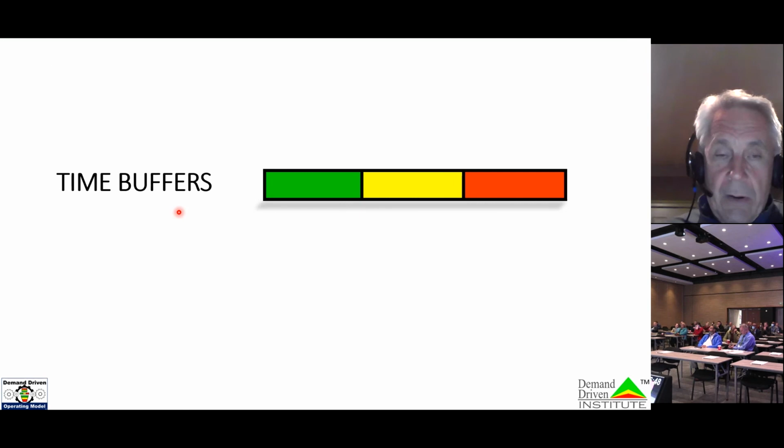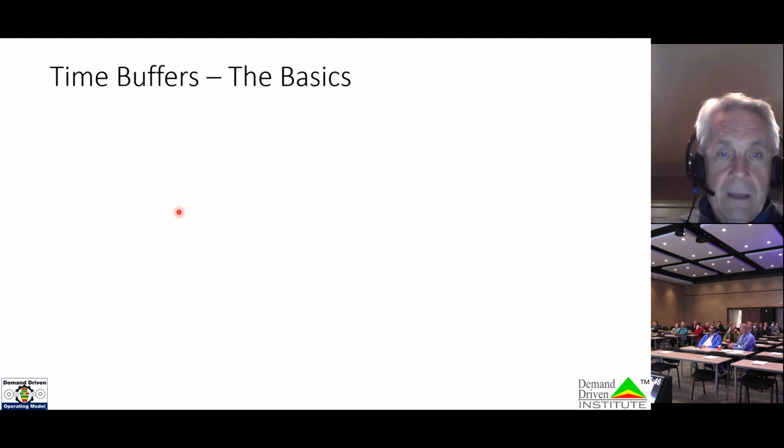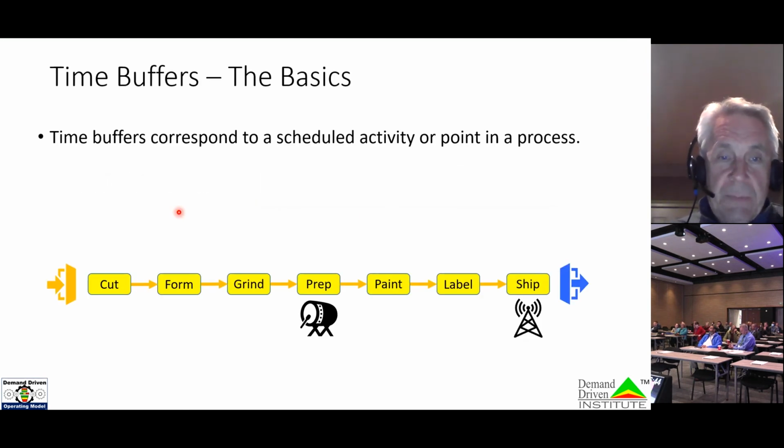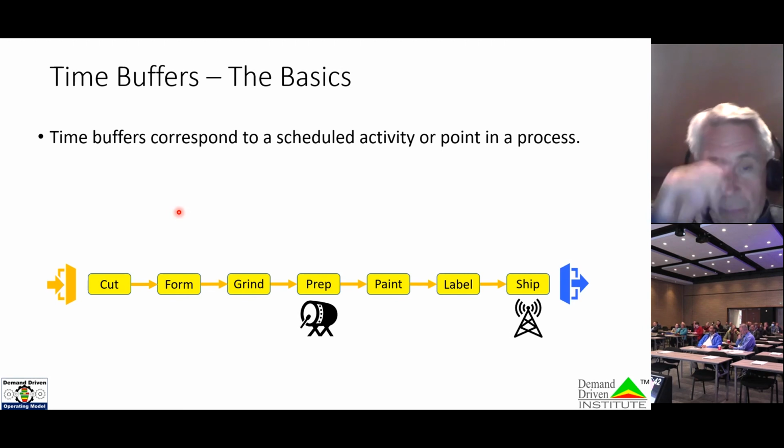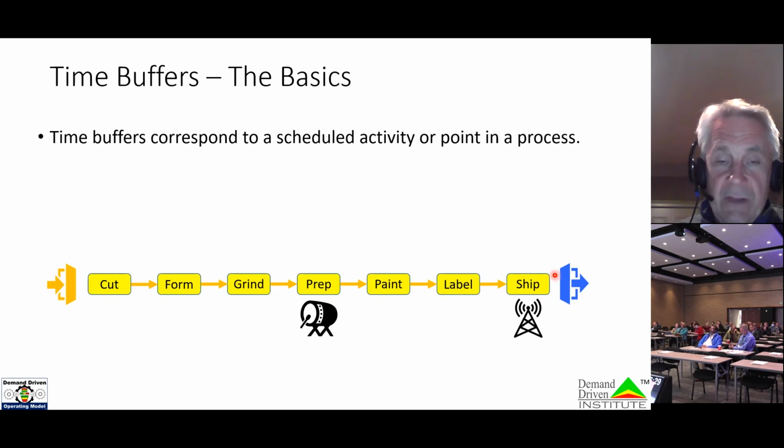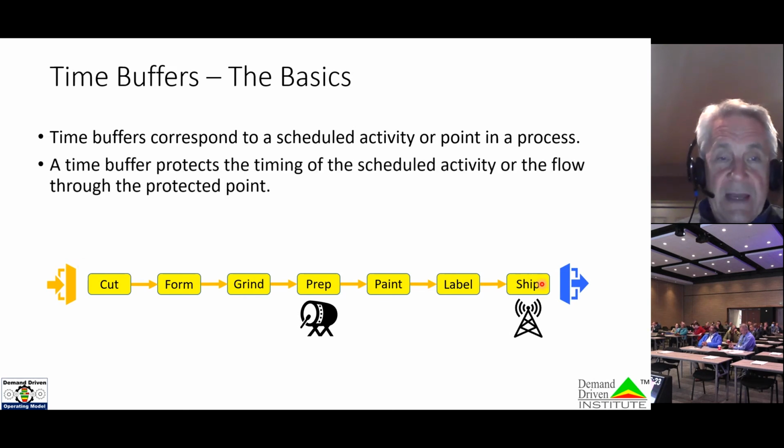This is a critical part of the DDOM. They correspond to the scheduled activity or point in a process. So let's think about our drum resource in the middle of this production flow where we've got a range of activities. This is where we're going to be shipping. We want to pace to the actual promise date we've given our client. So we want to protect ourselves from any variation that could occur through this system. A time buffer protects the timing of the scheduled activity of the flow through the protected point.